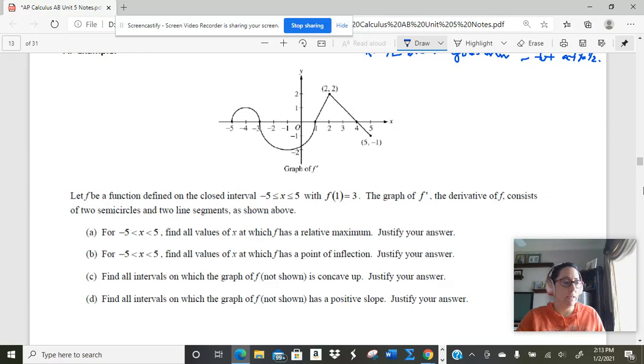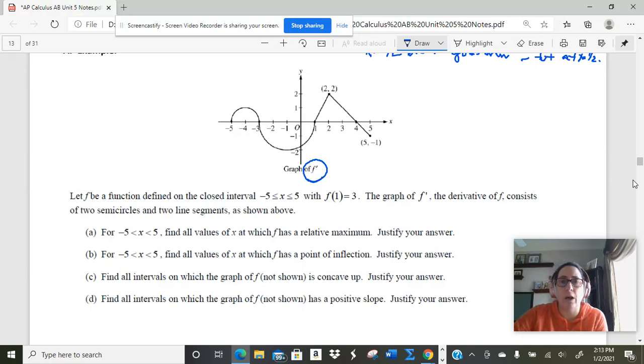Okay, so let's look at this AP example. Did I forget to put the year? I did. All right, but now they're giving me the graph of f prime. Sometimes it's f, sometimes it's f prime, sometimes it's f double prime. We've got to pay attention to what this graph is. It's on the closed interval from -5 to 5, and they're giving me a point on f. So this is a semicircle, semicircle, line segment, line segment.